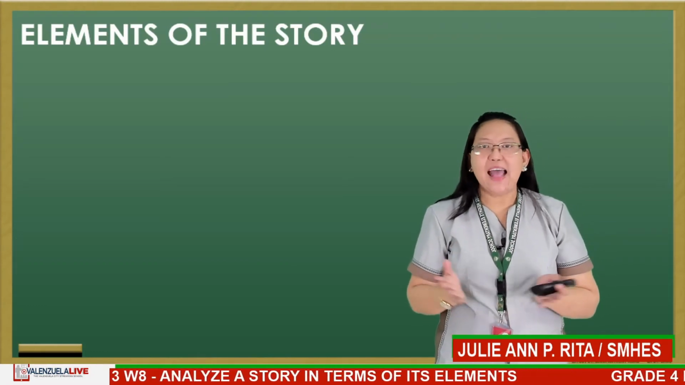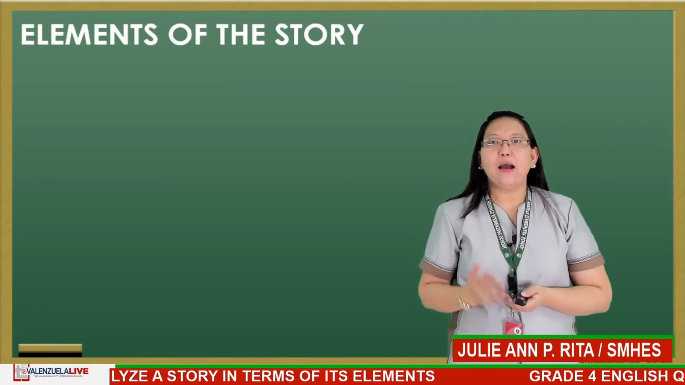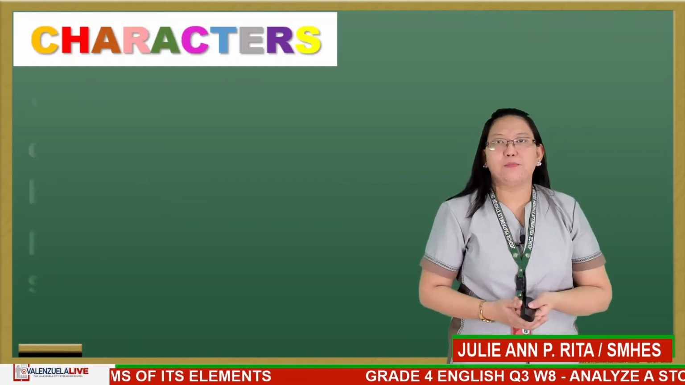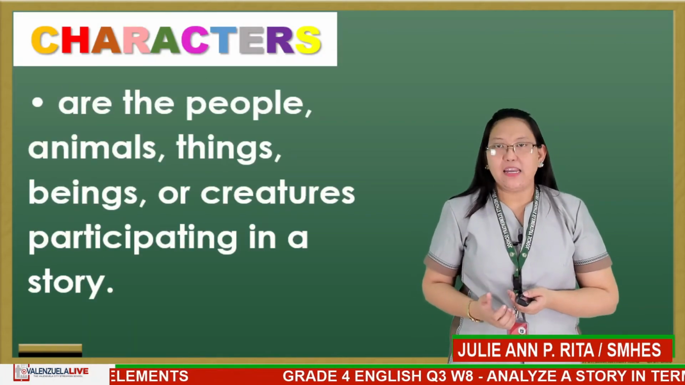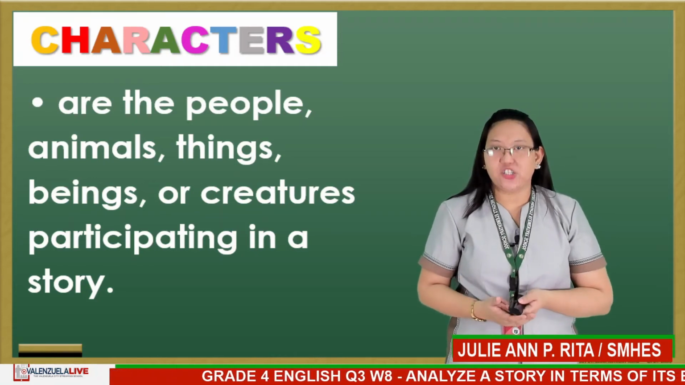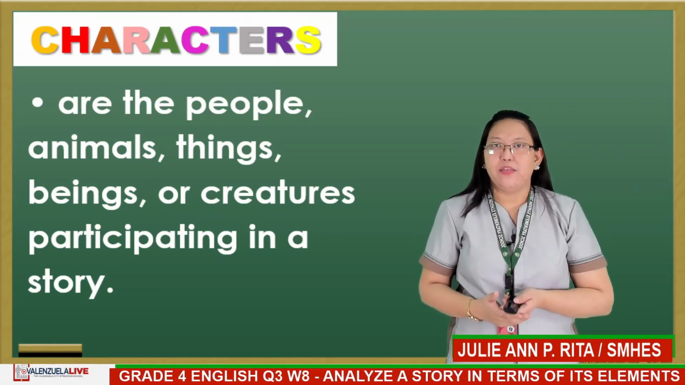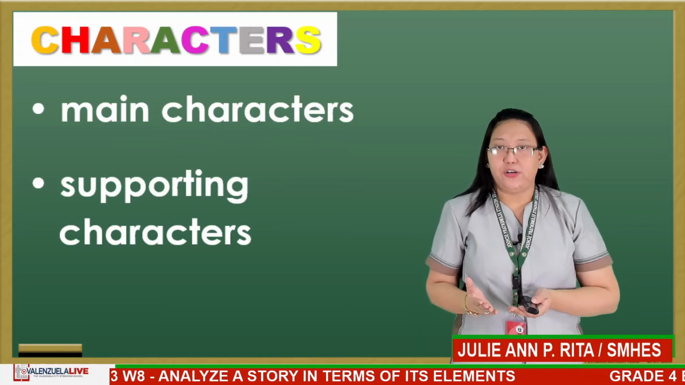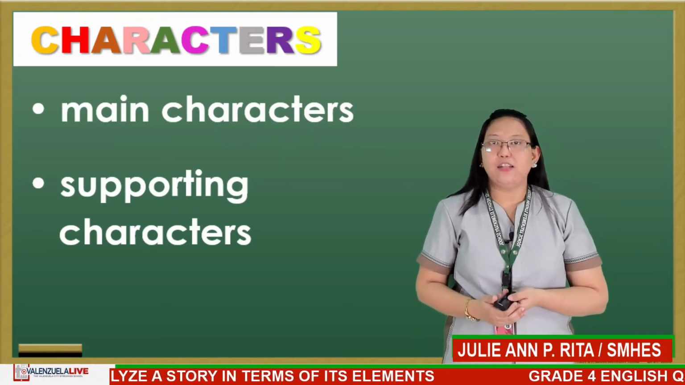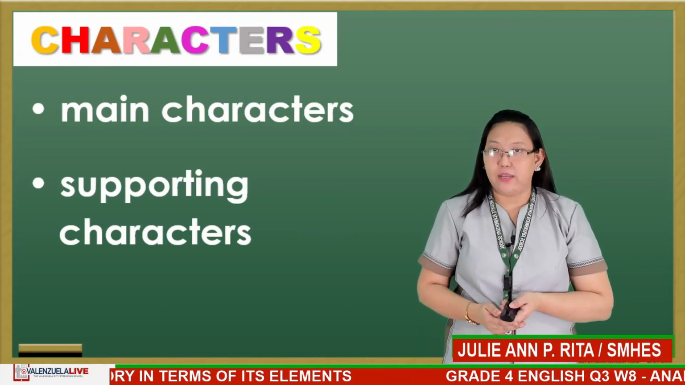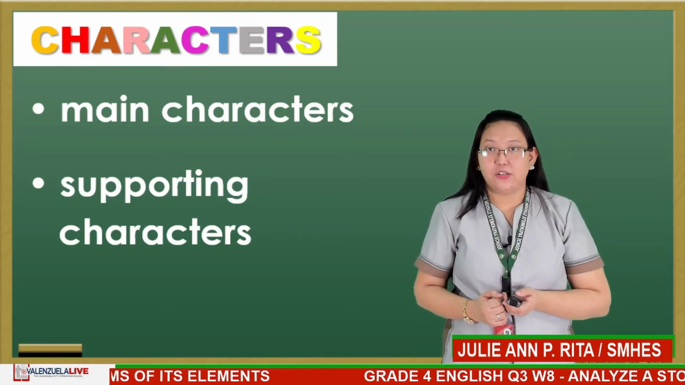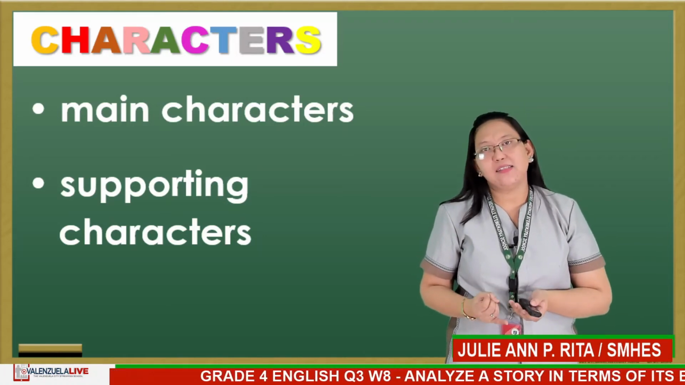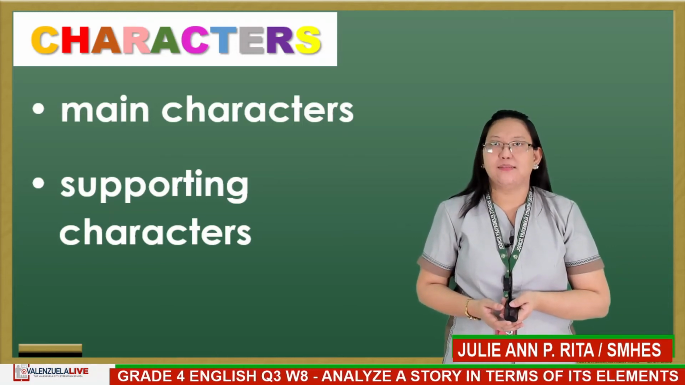Moving on, the answers to the comprehension questions tell about the elements of the story. These are the characters, setting, and plot. Characters are the people, animals, things, beings, or creatures participating in a story. There are main characters and supporting characters. The main characters determine the way the events develop and usually solve the problem in the story. The supporting characters, who have minor roles in the entirety of the story, supply additional details, explanations, or actions.